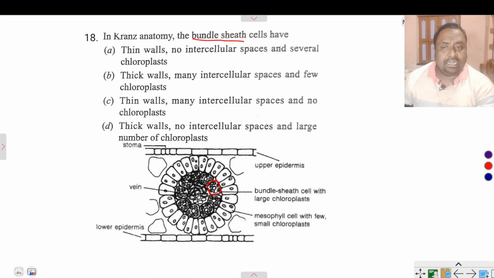These bundle sheath cells have thick walls, okay, and no intercellular space. There is no intercellular space present between these bundle sheath cells, and a large number of chloroplasts. Large number of chloroplasts, so they produce more photosynthesis, photosynthetically more active. So here the correct option is D, because Kranz anatomy is a special feature of C4 plants that makes them more photosynthetically active than C3.